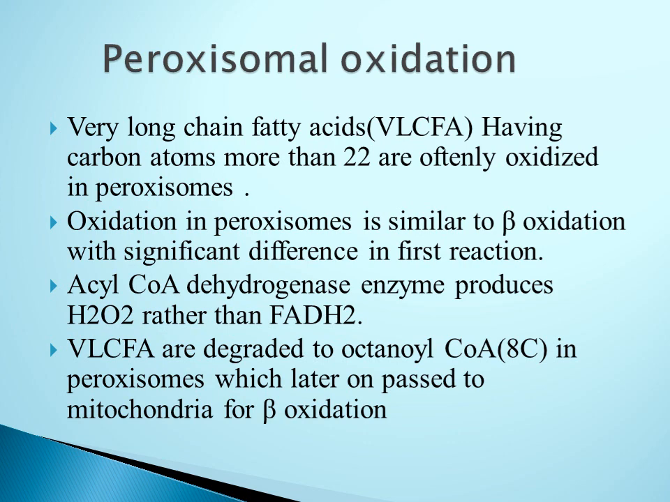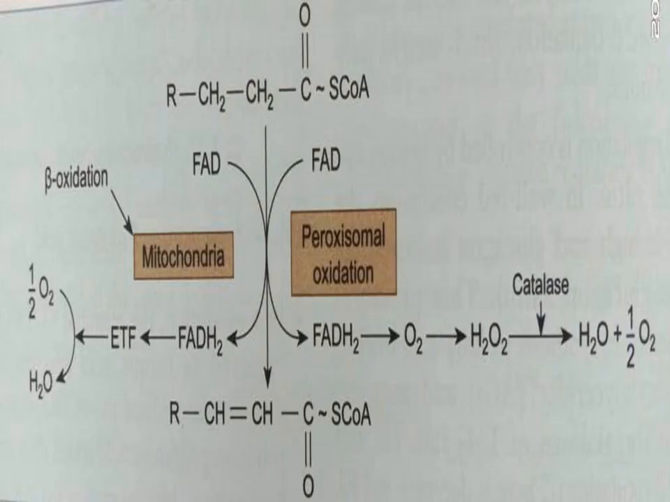The importance of peroxisomal oxidation is that very long chain fatty acids are degraded to octanoyl coenzyme A, which has 8 carbons in its structure, and this octanoyl coenzyme A later on is passed to mitochondria for beta oxidation. So long chain fatty acids are shortened in peroxisomes and later on passed on to mitochondria for beta oxidation for energy purpose. You can see here the difference between mitochondrial oxidation and peroxisomal oxidation.